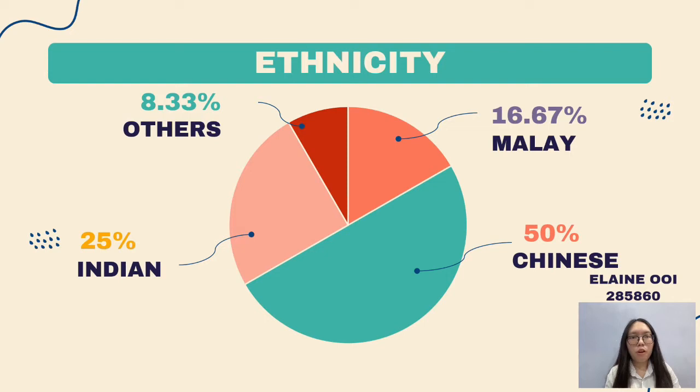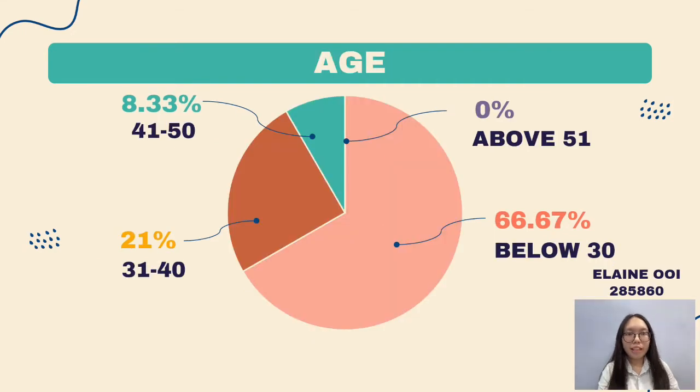For ethnicity, based on the pie chart, we can know that half of the respondents are Chinese, which have 50%, and for Indian and Malay respondents, which have 25% and 16.67% respectively. Lastly, the other ethnicity has just 8.33%. And then for the age, most of the respondents are below 30 years old, which have 66.67%. For the 31 to 40 years old respondents, they are 21%, and for the 41 to 50 years old respondents, they are 8.33% only. Lastly, there are no respondents above 51 years old. So that's all for my part.